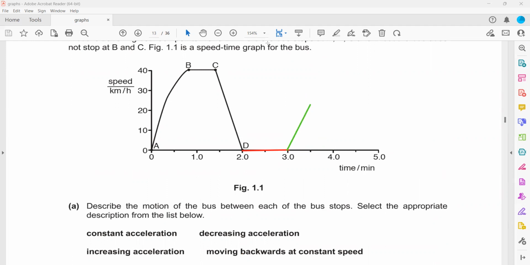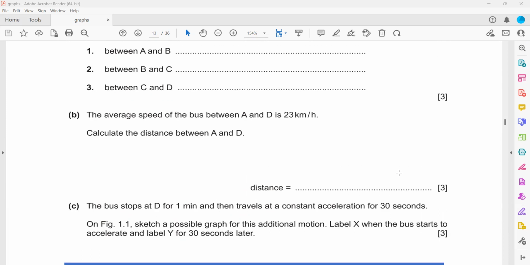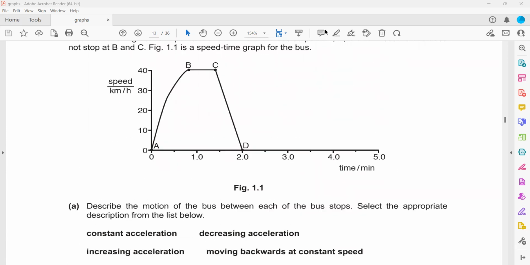And then the next part: label X when the bus starts to accelerate and label Y 30 seconds later. We just have to continue this additional motion. So for X, what we will do is first draw a horizontal line from 2 minutes to 3 minutes. For 1 minute, the speed is 0.